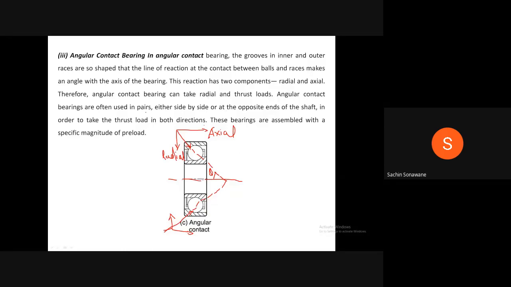Angular contact bearings are often used in pairs, either side by side or at the opposite ends of the shaft, in order to take the thrust load in both directions. These bearings are assembled with a specific magnitude of preload.